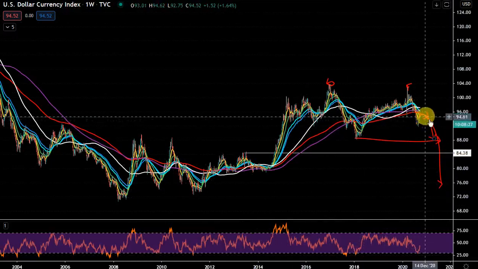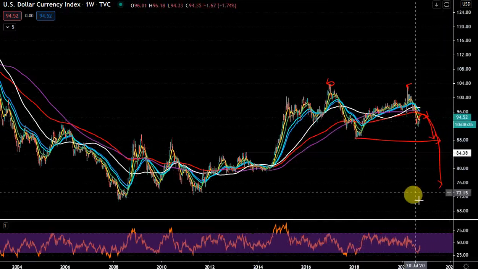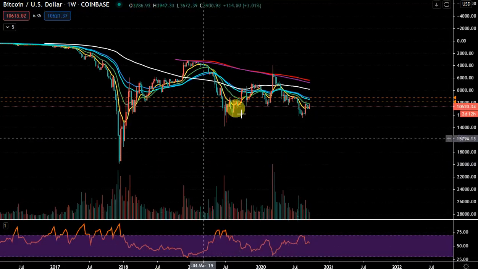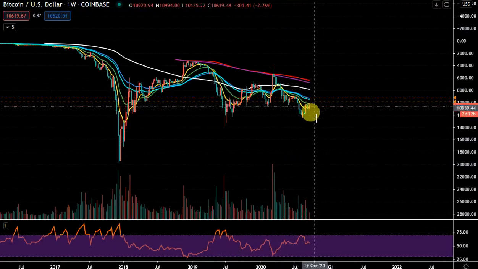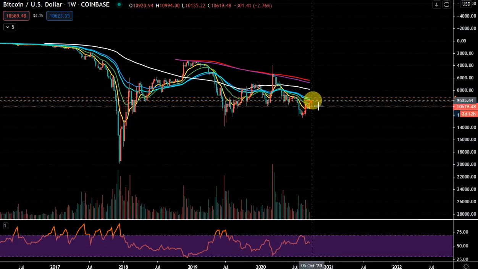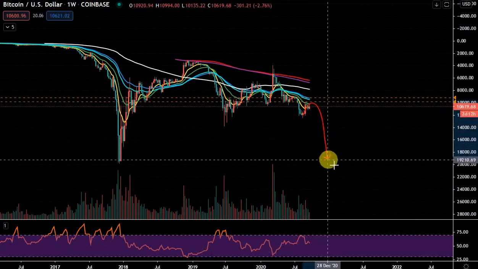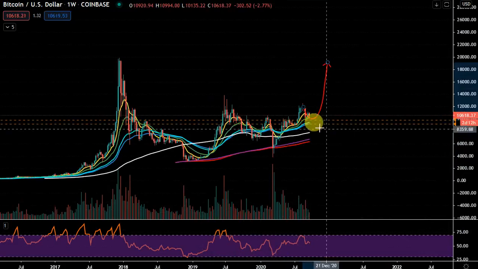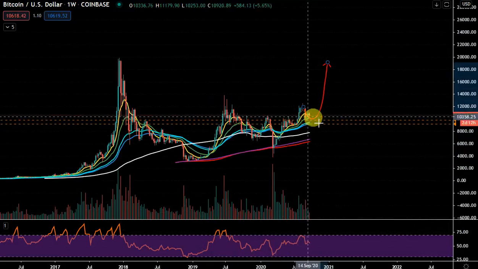Now, this rolling over like this would mean Bitcoin is going to explode. That brings me back to Bitcoin. This brings me back to this very bullish structure where this is a failed bounce, and much like the dollar, can do something like this. And if the dollar is going to drop pretty hard like this, Bitcoin should move hard like this.